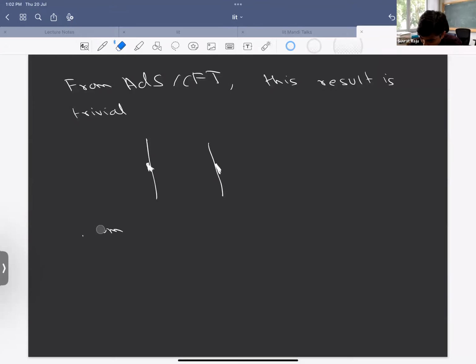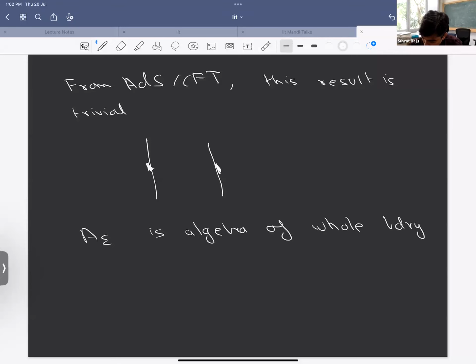So this algebra A epsilon is the algebra of the whole boundary, and this is clearly complete, because it's the algebra of the whole boundary. And not only at a single time, you don't even need a time band in AdS/CFT, you just need a time slice. And therefore, in AdS/CFT, this result is trivial. But we did not invoke AdS/CFT in proving this.